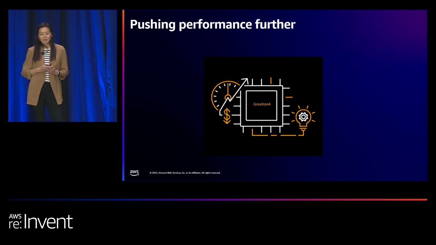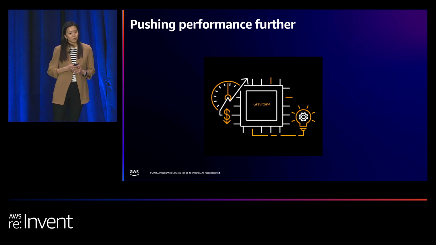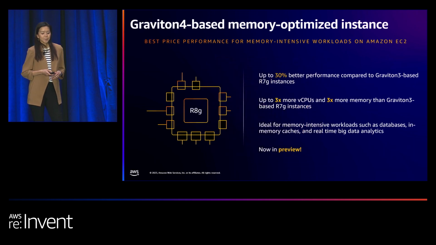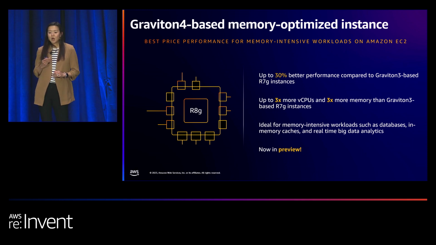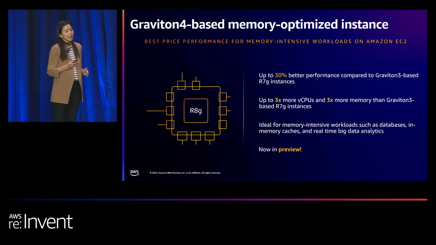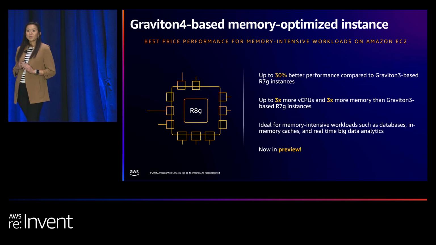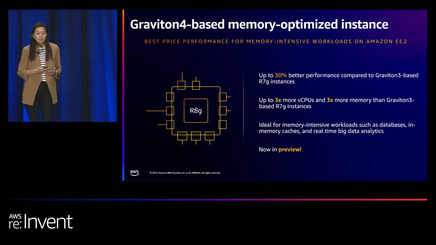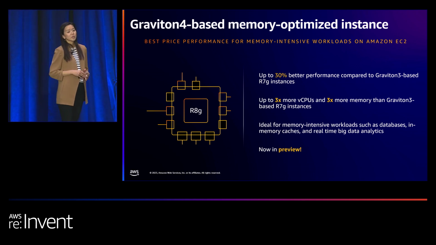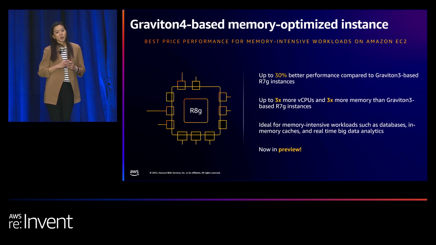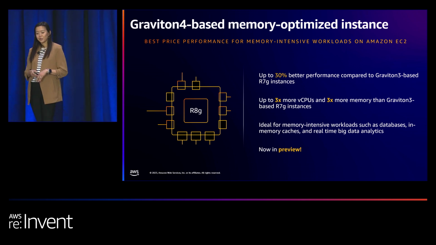Earlier this week, Adam announced Graviton 4, our fourth generation Graviton processor, and the preview of R8G, the first Graviton 4-based EC2 instance. R8G brings up to 30% better performance when compared to Graviton 3-based R7G instances, and they bring up to 3x more vCPUs and 3 times the memory. R8G instances are ideal for memory-intensive workloads like databases and real-time big data analytics. R8G instances are available in preview now, and you can sign up for the preview on the R8G instance product page. And with that, I would like to turn it over to Ali to deep dive into Graviton 4 architecture.